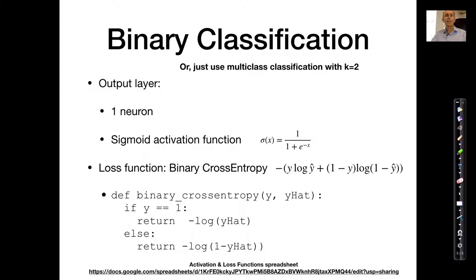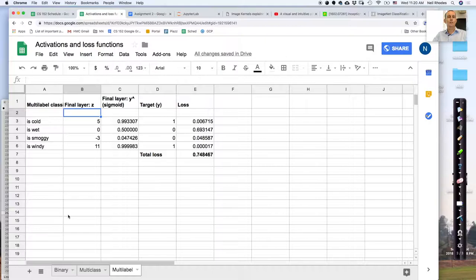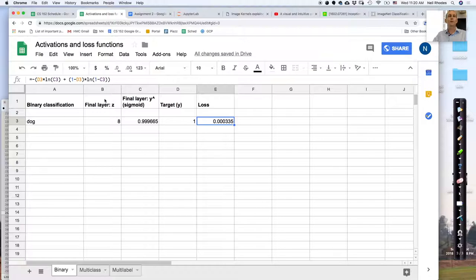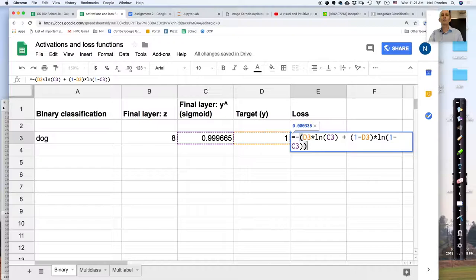If we had a spreadsheet, let me just go look. We do have a spreadsheet. All right. So let's just look at some numbers here. Let me make this bigger. All right. So we want to see if something is a dog. If our z output is 8, our sigmoid is 0.999665, and our loss function, which again is just the log as I've described it, like that.